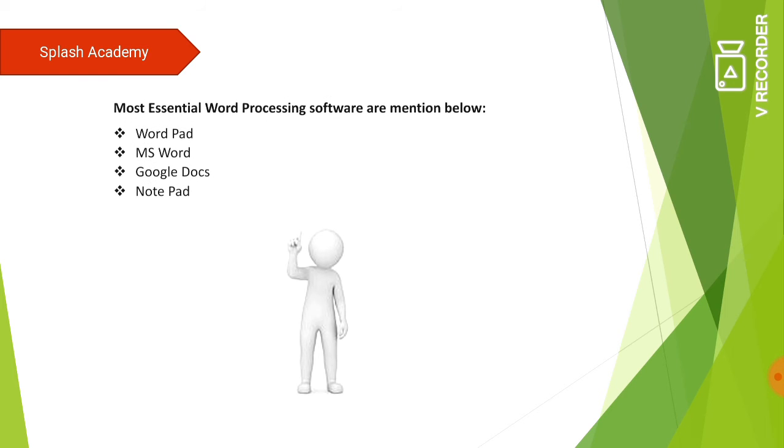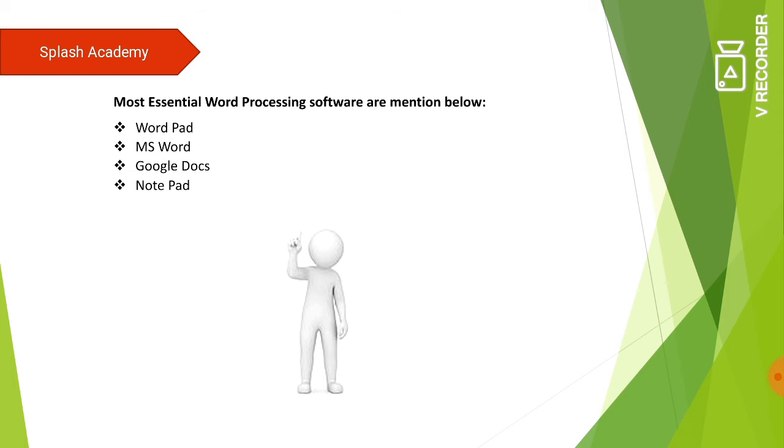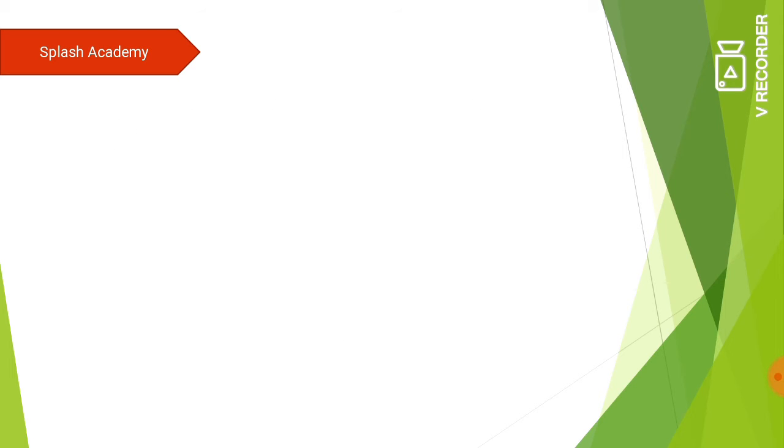There are many word processing software like WordPad, MS Word, Google Docs, Notepad. Though today we will discuss MS Word, WordPad, Google Docs and Notepad are also word processing software.